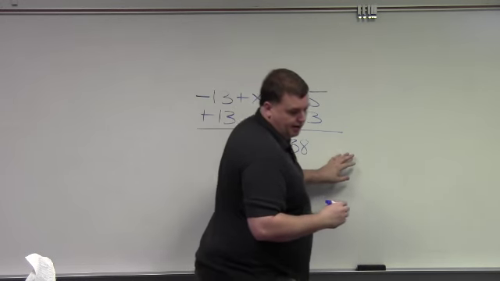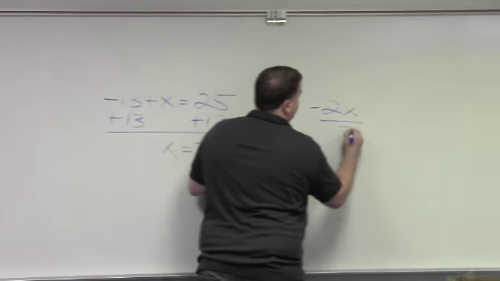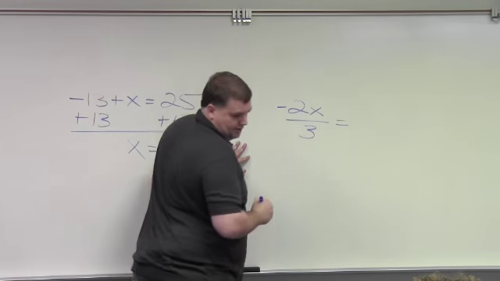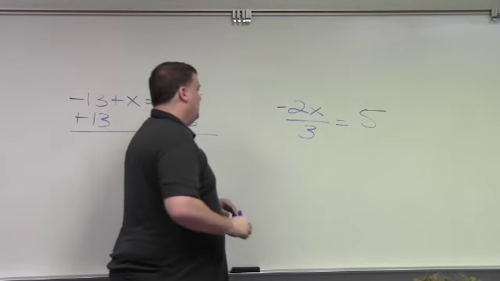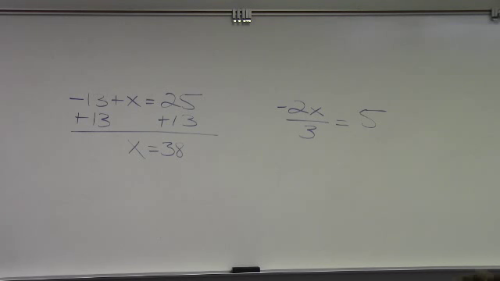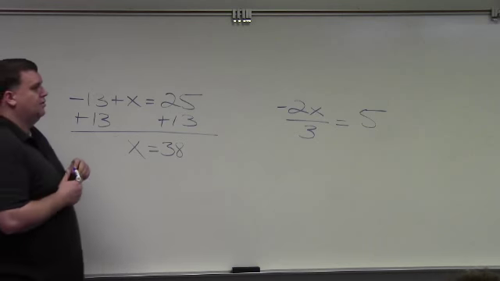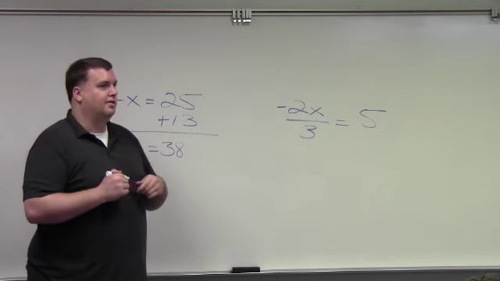Let's try this one over here. Negative 2x over 3 equals 5. What do you think we'd have to do there in order to get x by itself? I heard it real low, but I heard somebody say multiply by the reciprocal. Does everybody agree with that? Yes?